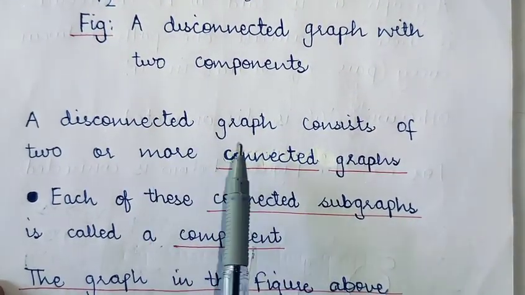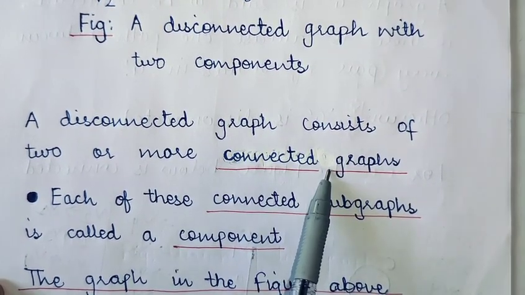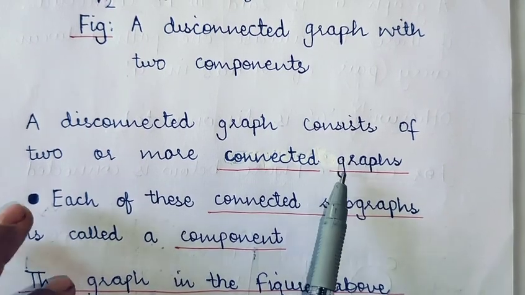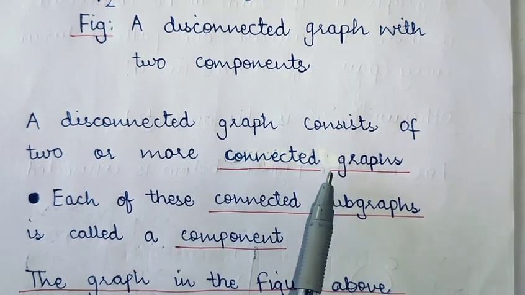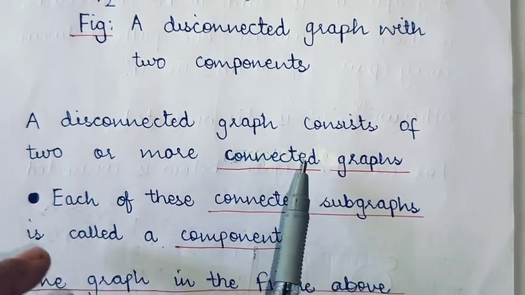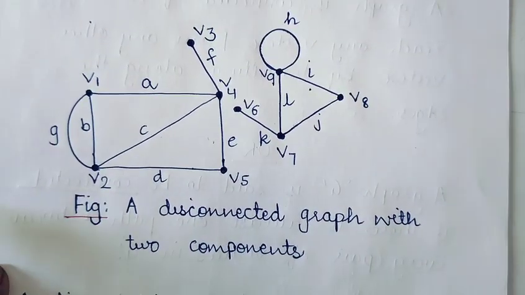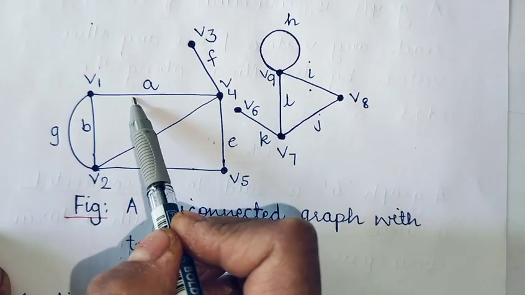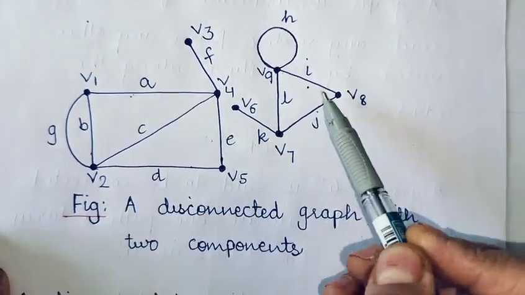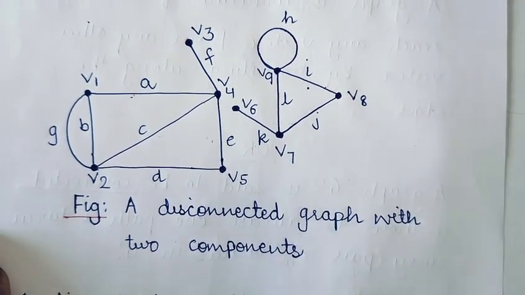So a disconnected graph consists of two or more connected graphs. The components in themselves are connected, but together they make up a graph which is disconnected. So these components in themselves are connected graphs. Like these two components make up a disconnected graph, but this component is a connected graph in itself, and this component is also a connected graph in itself.